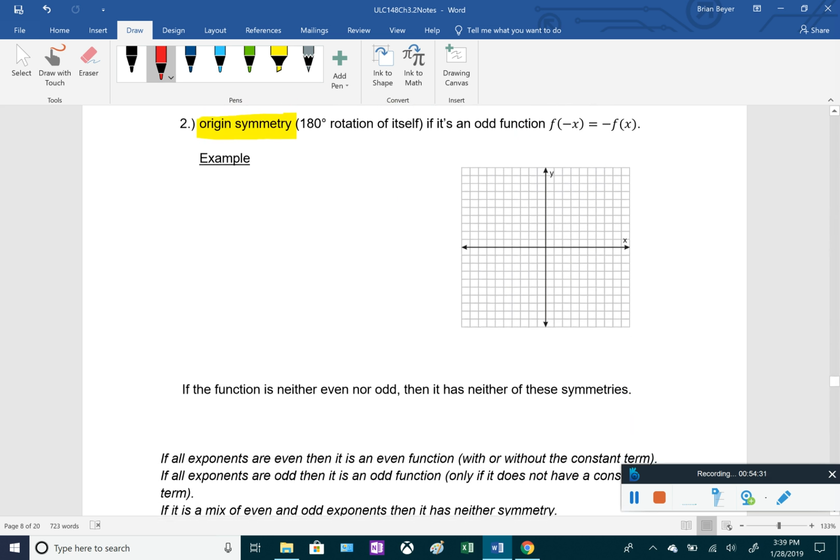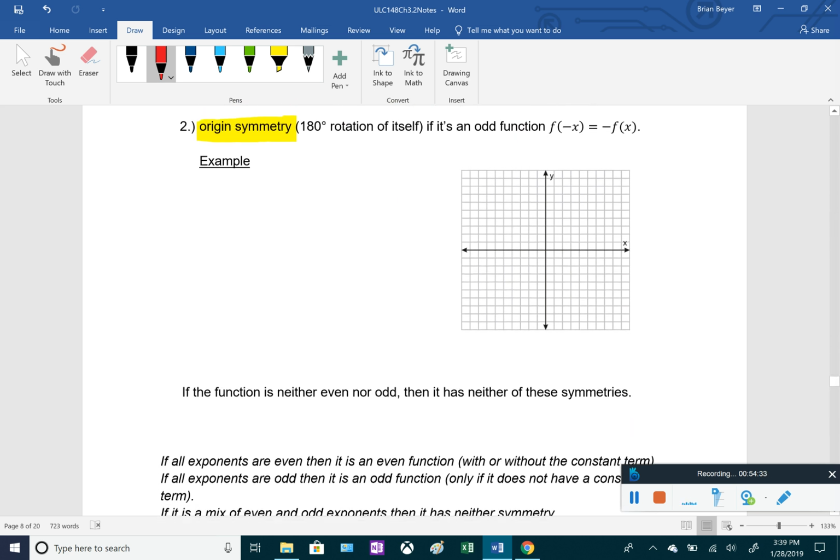Okay, for origin symmetry, what this means is that it's a 180-degree rotation of itself. We call these odd functions, and that means f of negative x equals negative f of x. So 180-degree rotation of itself means if we took the page and flipped it upside down, it would look exactly the same as it did before we flipped it. So for example, let's say we had f of x equals x to the 5th plus 3x cubed.